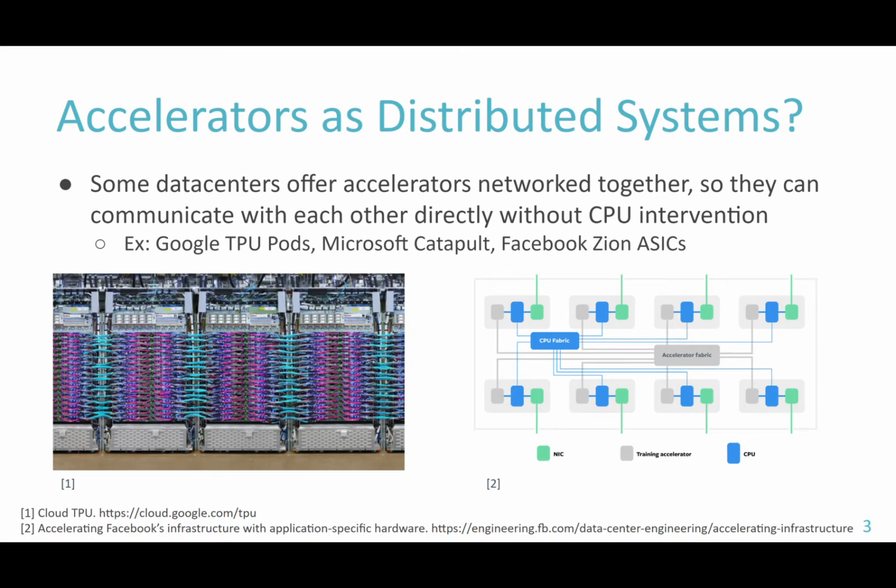We're also seeing accelerators being used more like distributed systems. So some data centers now offer accelerators which are networked together so they can communicate with each other directly without CPU intervention. Examples include Google TPU pods, Microsoft Catapult, and Facebook Xeon ASICs, which are used for machine learning training. The advantages of this type of system are similar to that of a distributed system of CPUs.